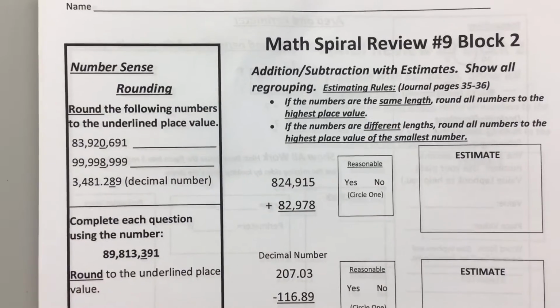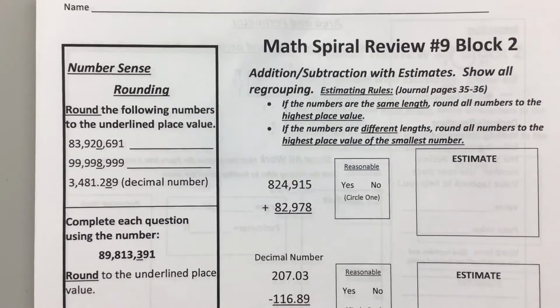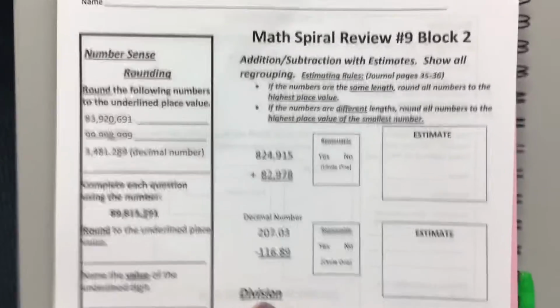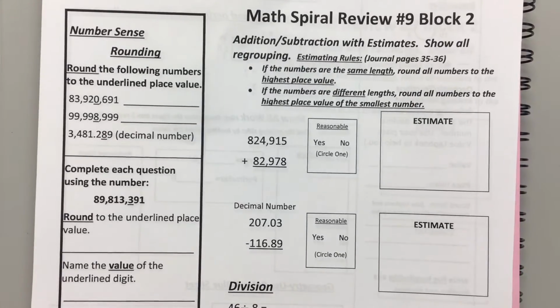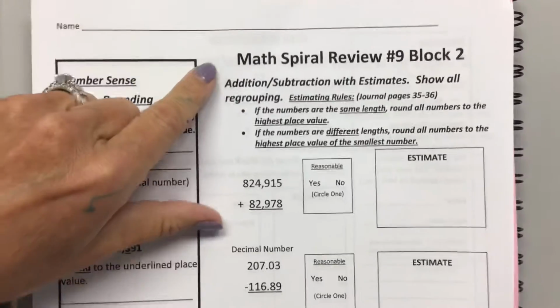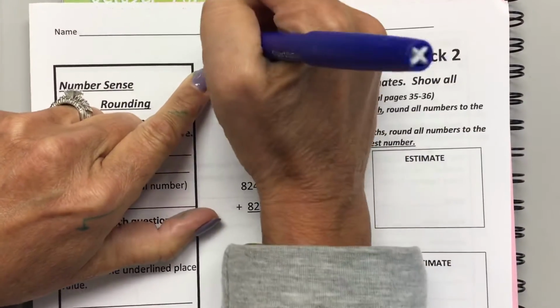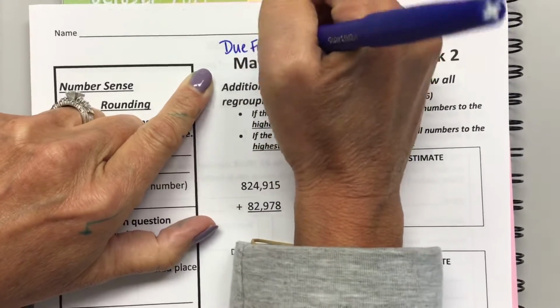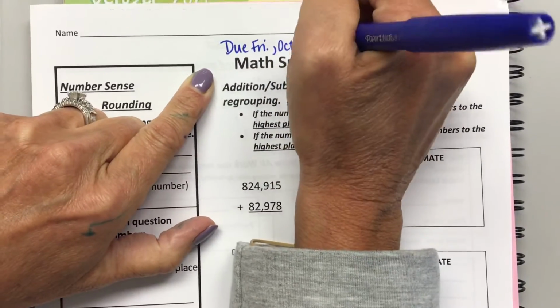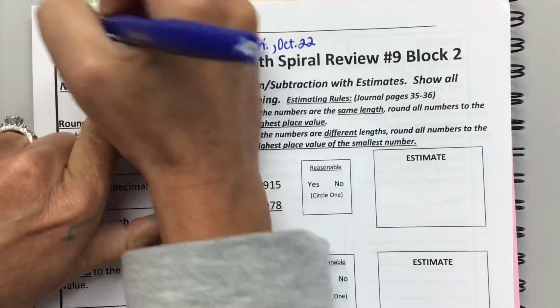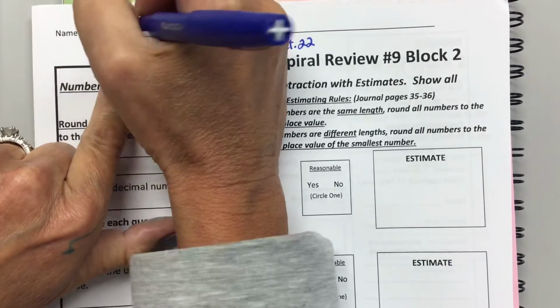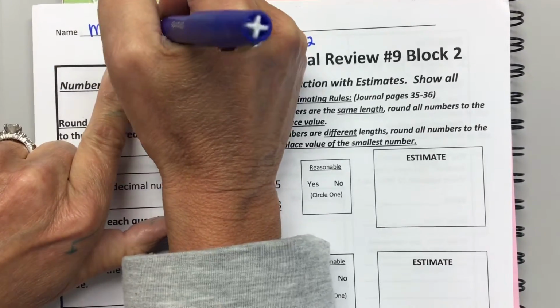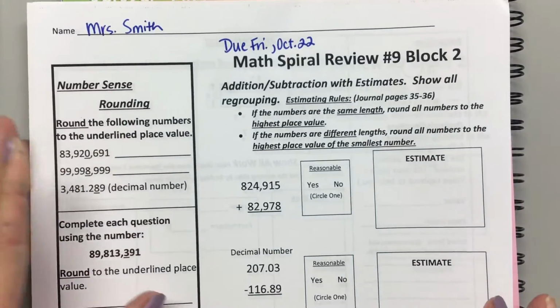Okay, we're going to go over the math spiral review number 9. This is for block 2. And this spiral review is due on Friday, which is October 22nd. So you should write that at the top, and you should go ahead and put your name.